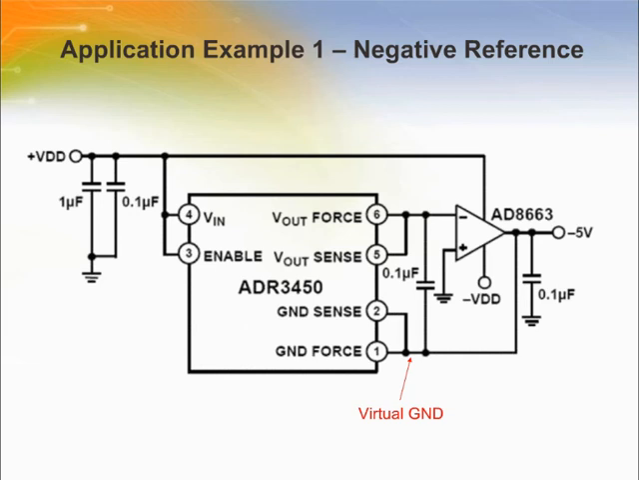In this configuration, the Vout pins of the reference sit at virtual ground, and the negative reference voltage and load currents are taken directly from the output of the operational amplifier.